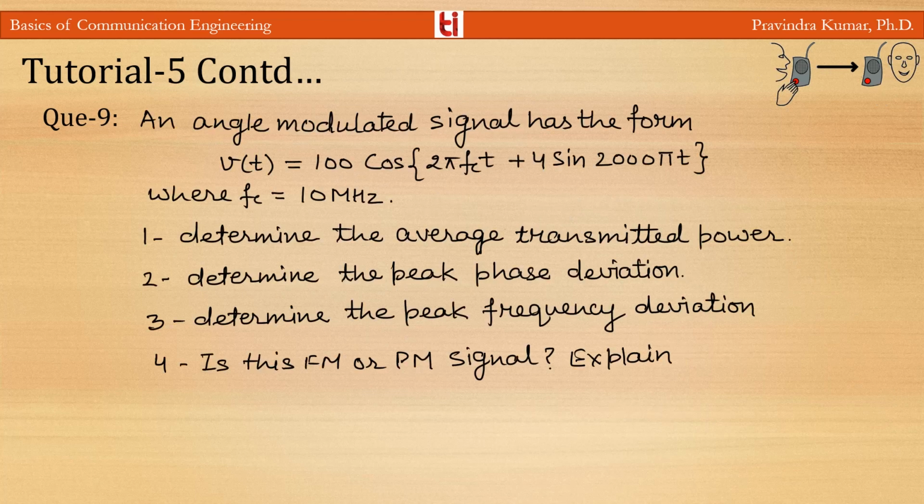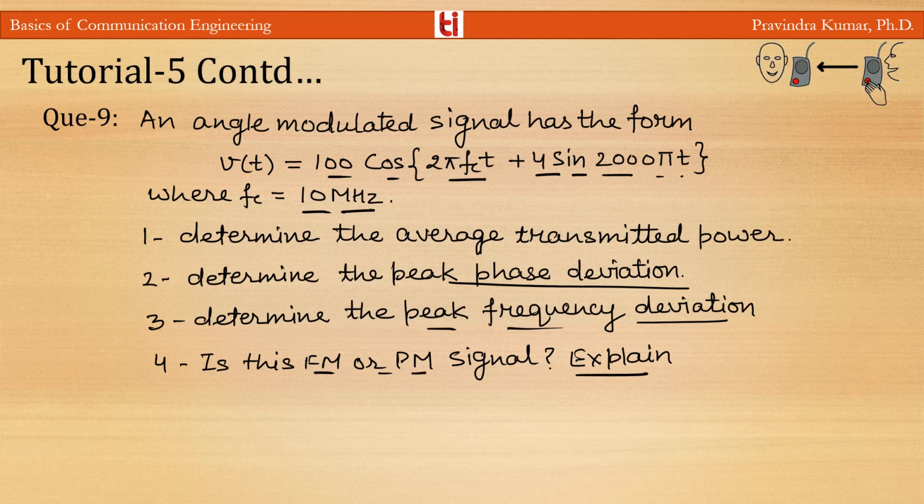Now the next question is, an angle modulated signal has the form v(t) = 100 cos(2 pi fc t + 4 sin 2000 pi t), where fc is 10 megahertz. Determine the average transmitted power. Determine the peak phase deviation. Determine the peak frequency deviation. And is this FM or PM?